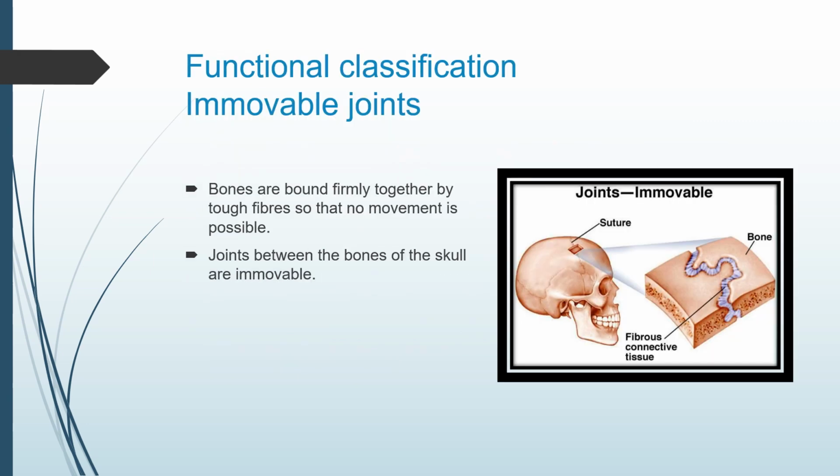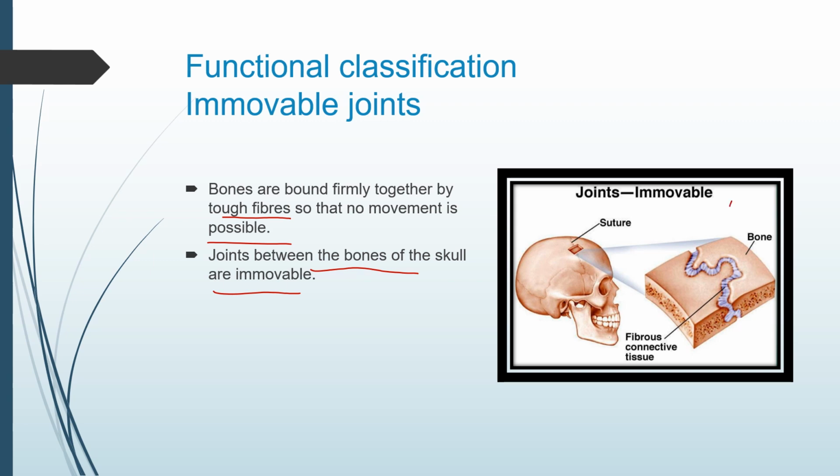Now, first we are going to discuss the first functional classification: the immovable joints. So what are immovable joints? Immovable joints are bones which are firmly bound together by tough fibers, and movement is not possible because of those tough fibers joined in between the two bones. Joints between the bones of the skull are immovable, and they are bound together with tough fibers.